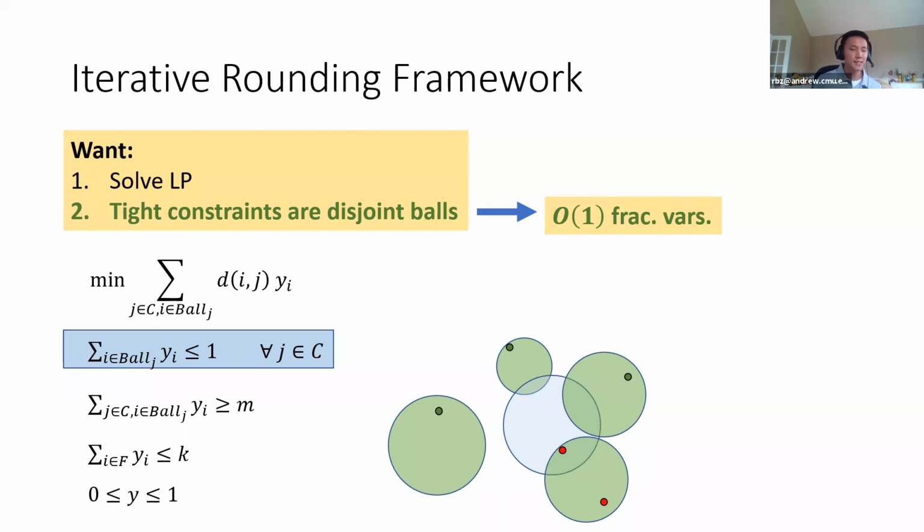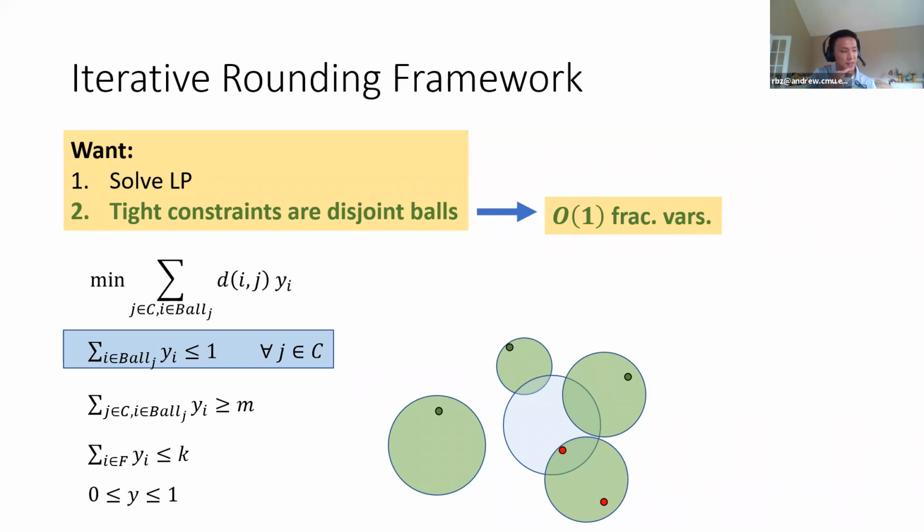The way to see this is to note that the tight constraints form a partition matroid intersected with a constant number of side constraints. So this is great. We have a constant number of fractional variables. For us, this is as good as an approximation algorithm because we can use known enumeration techniques to round the constant number of fractional variables at the end to get a fully integral solution. So keep that in mind. The goal for the rest of this paper is to get a solution with a constant number of fractional variables with good approximation ratio, and then we'll use standard enumeration techniques to handle the rest.